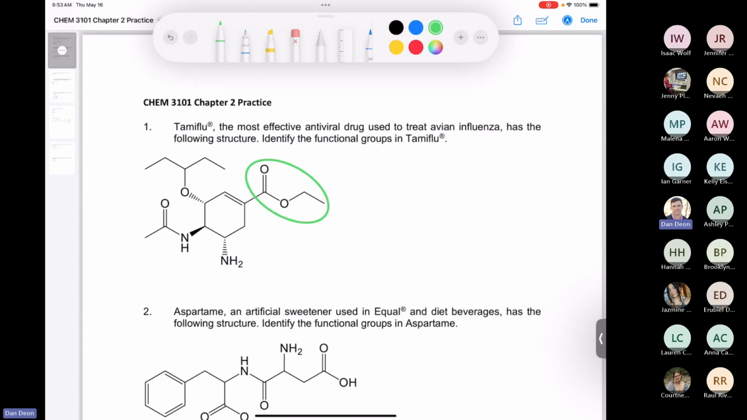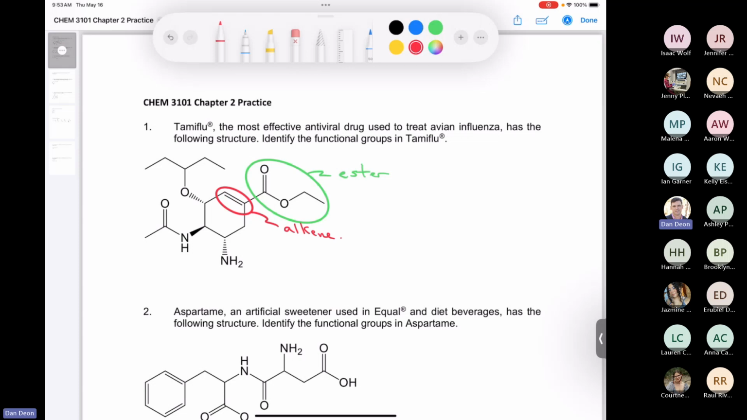Yeah, absolutely. So this one is an ester. That's right. Are there any other functional groups that you guys recognized in there? Let's see, there's 4 more in there. Yeah, absolutely. There's an alkene. Yep, there's an alkene here. So we'll circle that. We'll put alkene.